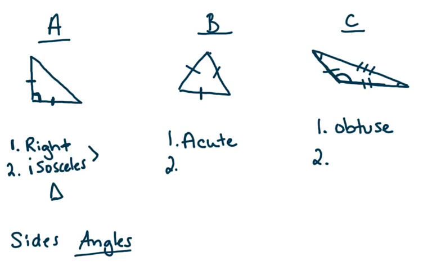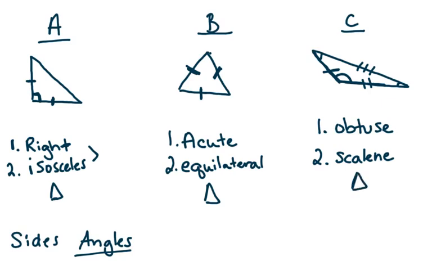On B, I noticed that all three sides have similar markings. That means all three sides are equal or congruent. That means that this is an equilateral triangle. So it's an acute equilateral triangle. And last but not least, I noticed that these three sides all have different markings on C. Therefore, when all three sides are not equal at all, it's a scalene triangle. So letter C is an obtuse scalene triangle. There, I've named all three triangles.